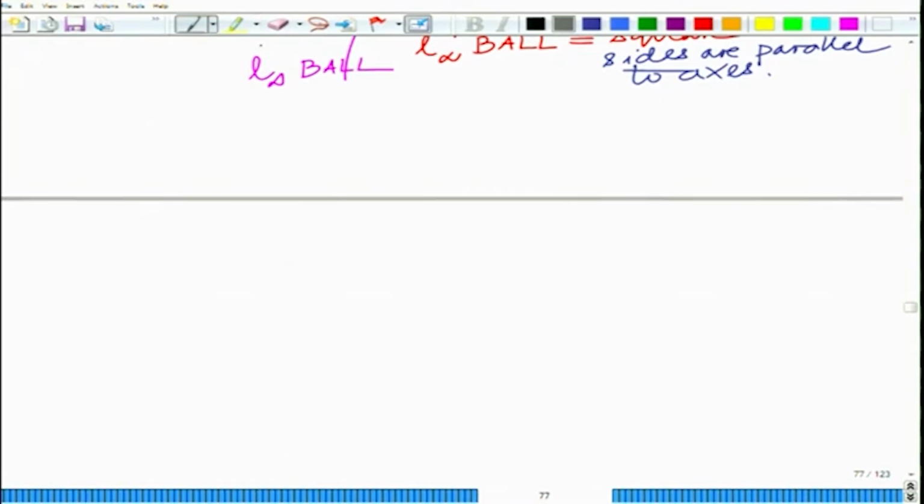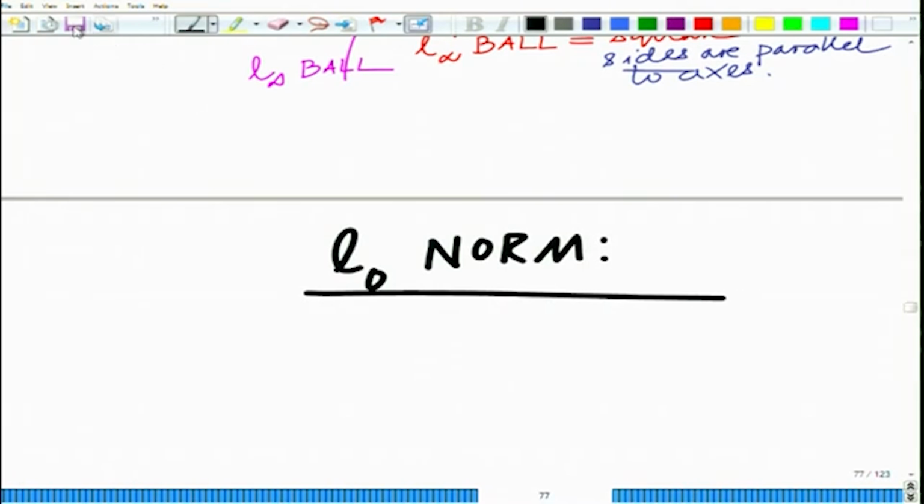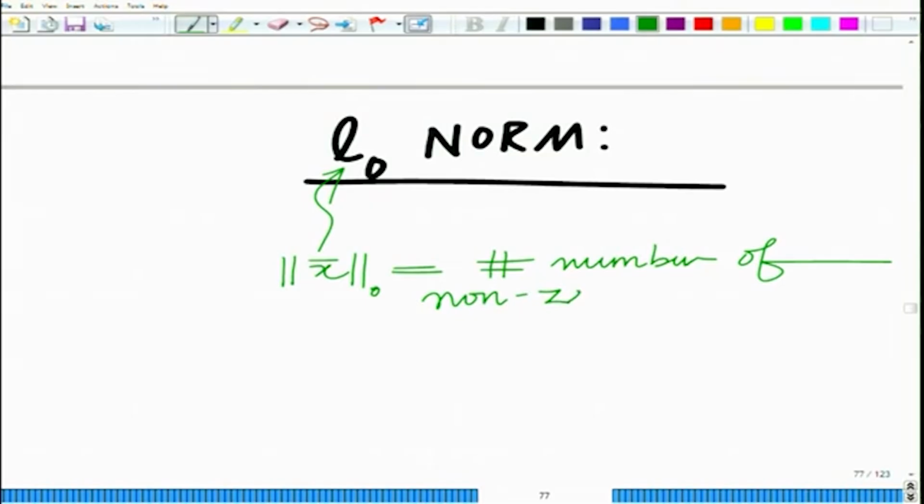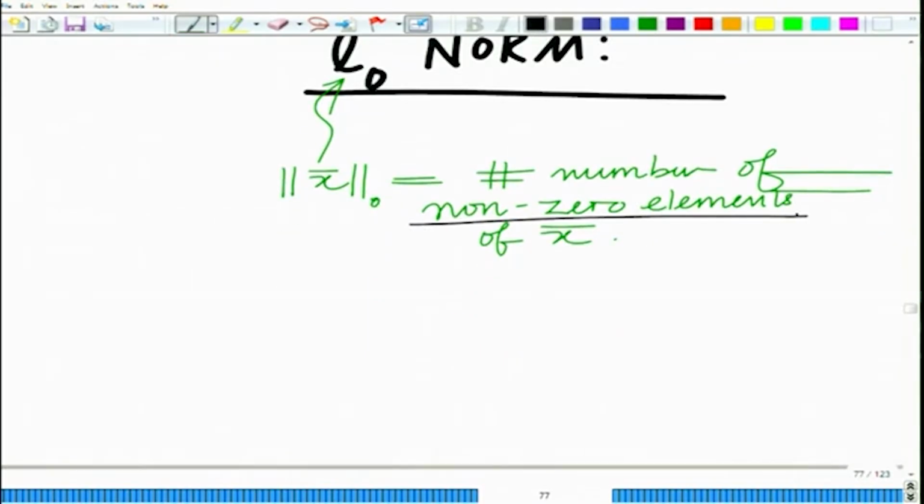We also have this notion of an L0 norm, which is very interesting. What is the L0 norm? You can show that the definition is norm x bar 0 equals the number of non-zero elements of x bar. This is very interesting, the number of non-zero elements of x bar.